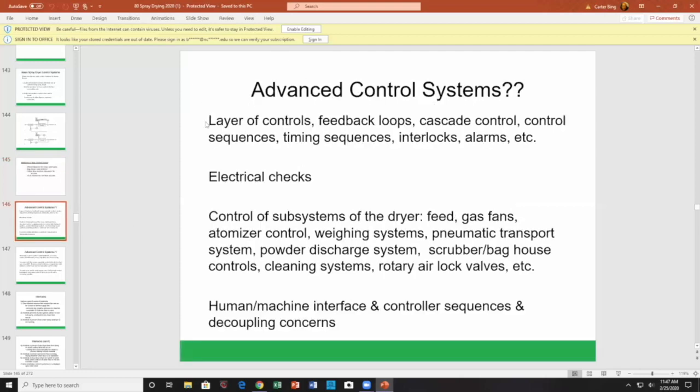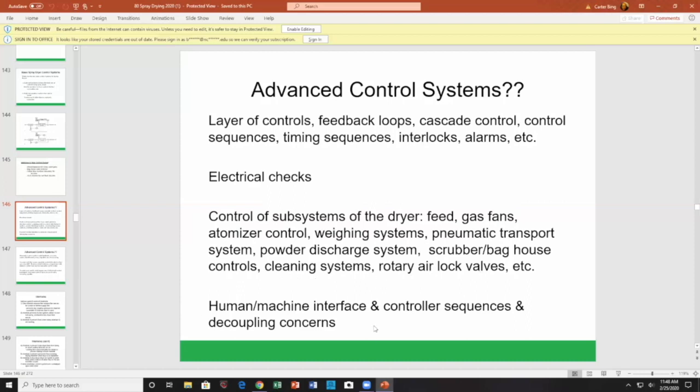Advanced control systems, well, there are all kinds of layers of control you can put in. You can have feedback, feed forward, cascade control, control sequences, timing sequences, interlocks, alarms, etc. Electrical checks, all kinds of sub-control systems, controlling the feed, which we've seen, controlling the gas fans, atomization control, controlling the pressure drop. That may require a pressure controller. Weighing systems, pneumatic transport system, powder discharge system, bag houses, scrubber bag houses control, and cleaning systems of rotary airlocks.